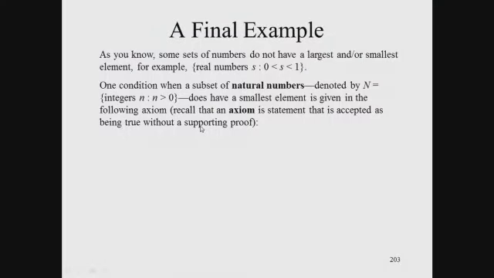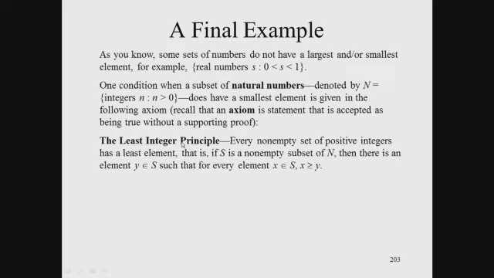Let's talk about the natural numbers. The natural numbers are the positive integers 1, 2, 3, 4, 5, and so on, the counting numbers. An interesting question is, when does a subset of the natural numbers have a least element, a smallest element? We're going to look at an axiom that ensures that a subset of the natural numbers has a least element. This is called the least integer principle. The least integer principle says that every non-empty set of natural numbers has a smallest element. That is, for any non-empty set of the natural numbers, there is an element y in the set such that every other element in the set is bigger than y. y is the smallest member of the set.